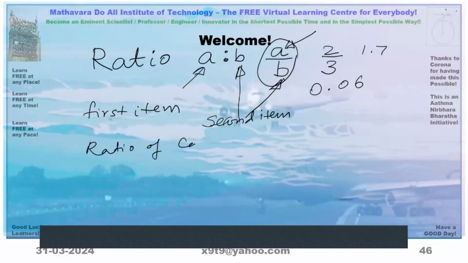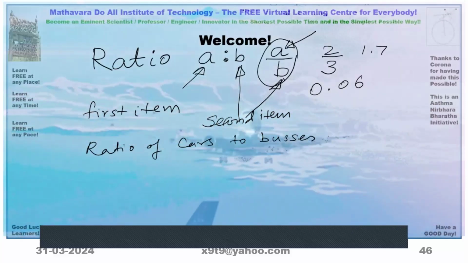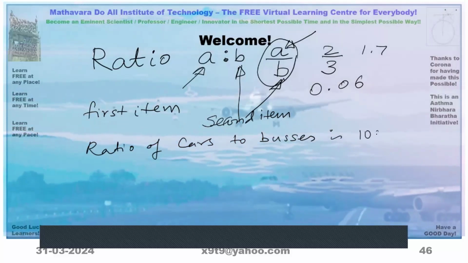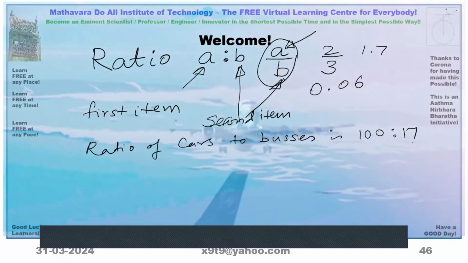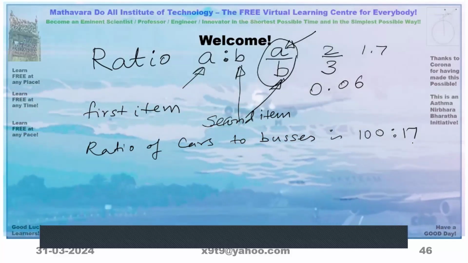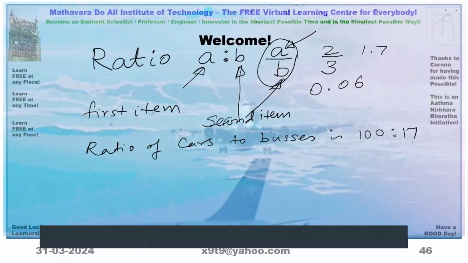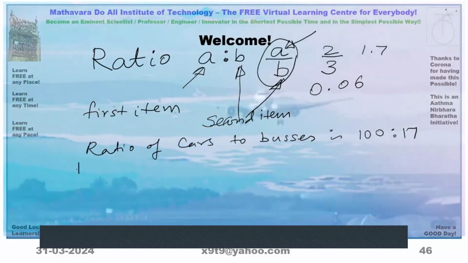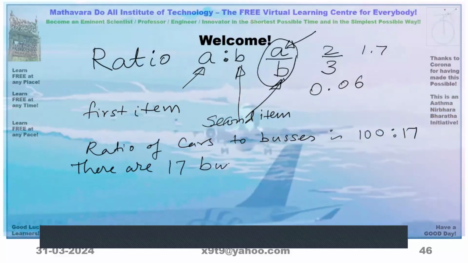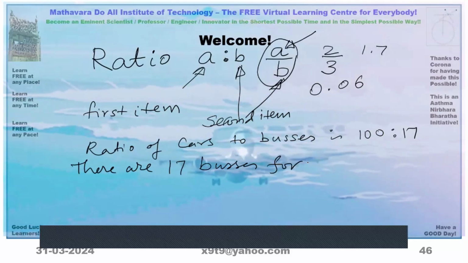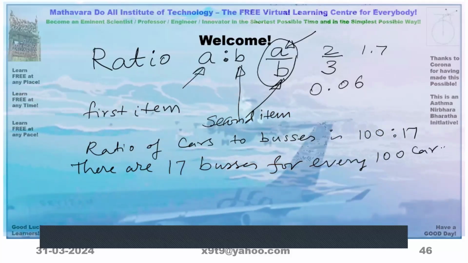Ratio of cars to buses is say 100 is to 17. So what is the meaning of this? For every 100 cars, there are 17 buses. That means there are 17 buses for every 100 cars.